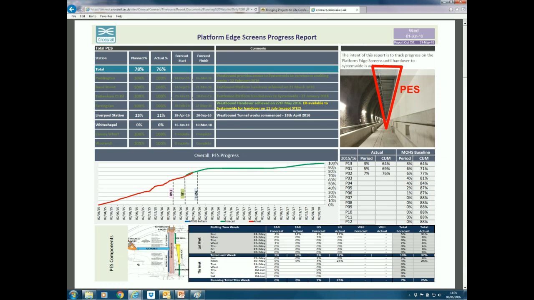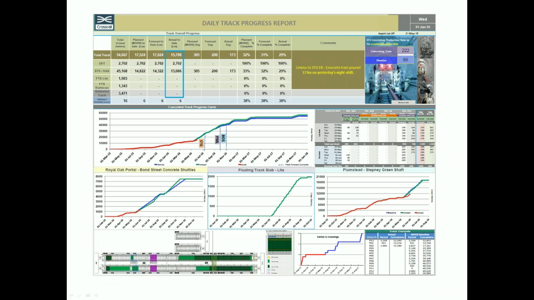Next one, a very hot topic in Crossrail at the moment, is how we're getting on with our daily track concreting. So the track is laid on the sleepers and then is concreted in, either by using our concrete train, that 450-meter long train, which I showed the picture of before, or by our shuttles, working in two different areas. We track this on a daily basis, and it very much gets the focus of Crossrail senior management.